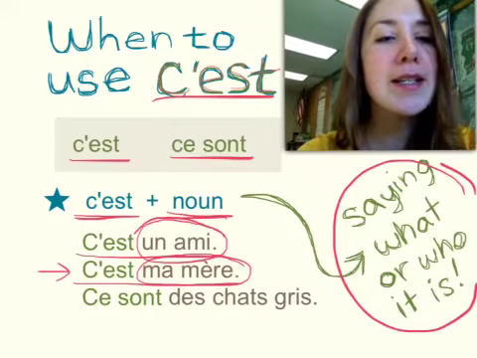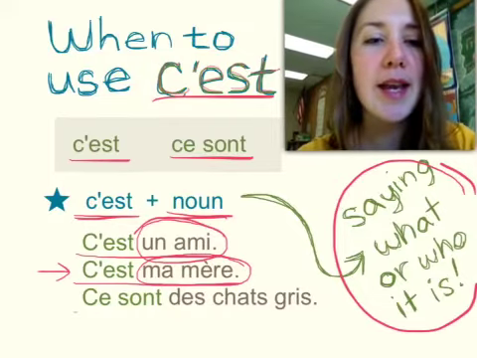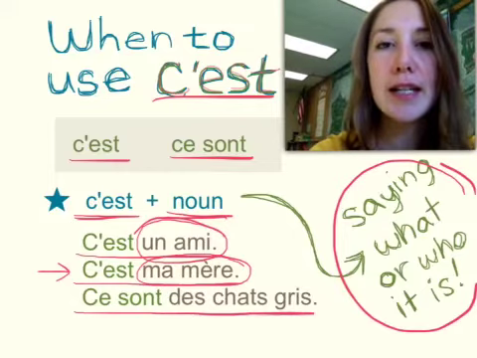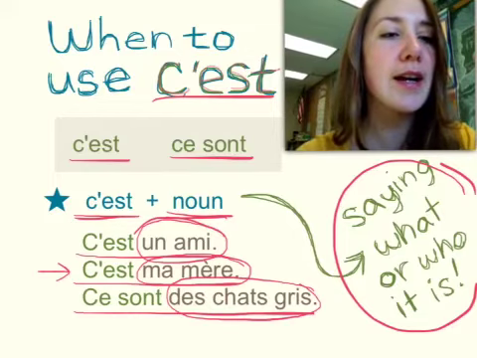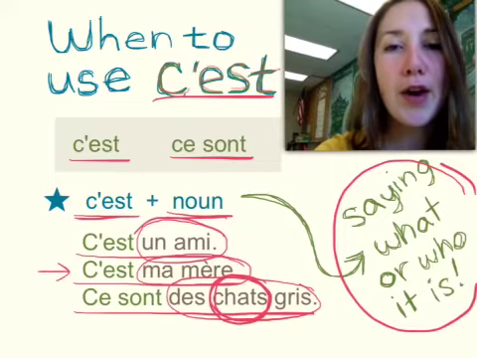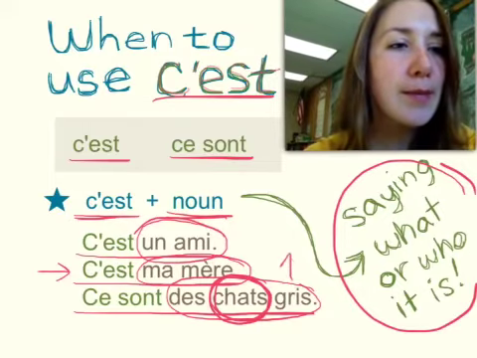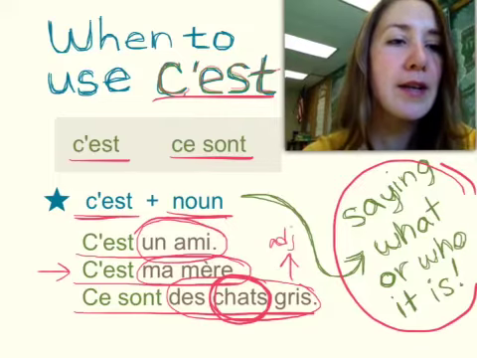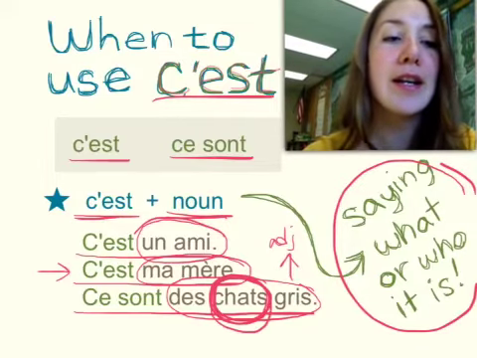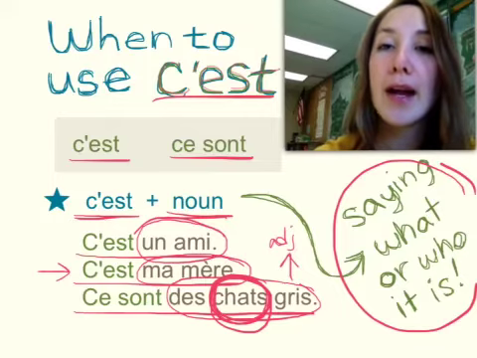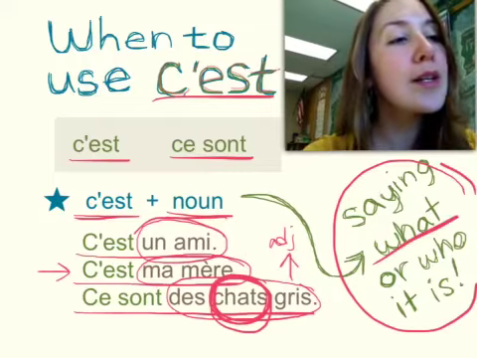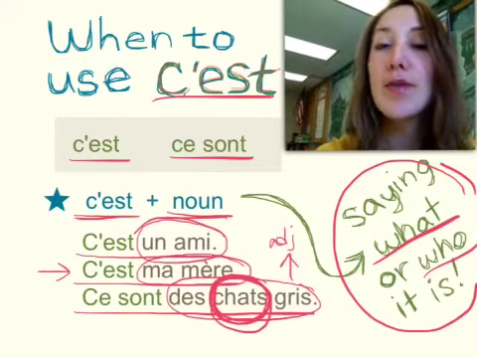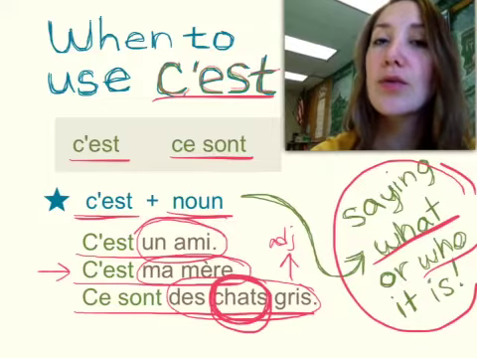And then if I wanted to say these are some gray cats, I would say ce sont des chats gris. These are some gray cats. So there's an adjective in here, but very important, there's a noun. What are they? They are gray cats. So even though we're describing them somewhat with this adjective, it's very important that we have this noun here that tells us that we are informing our listener or our reader about what or who this is. So if you've got a noun, you're going to use c'est or ce sont.